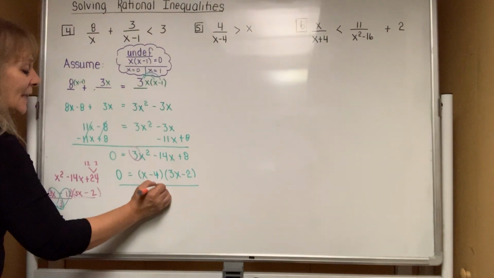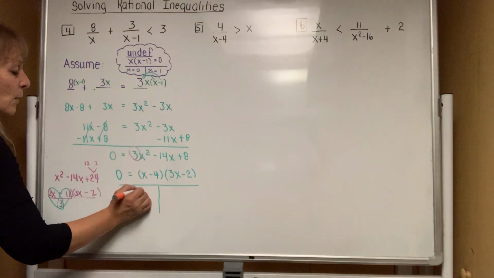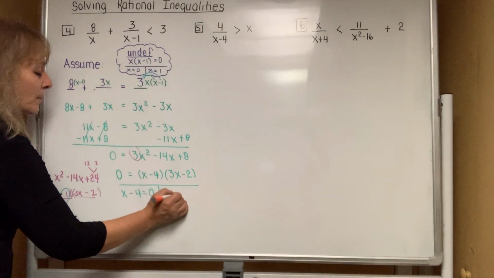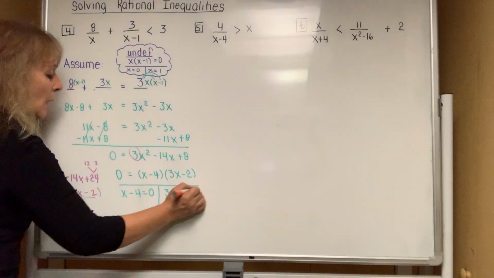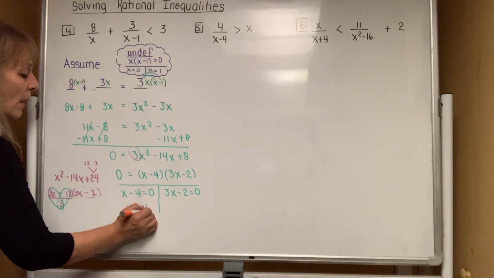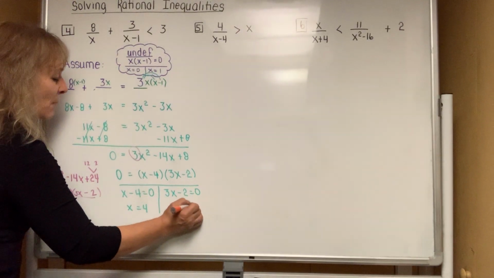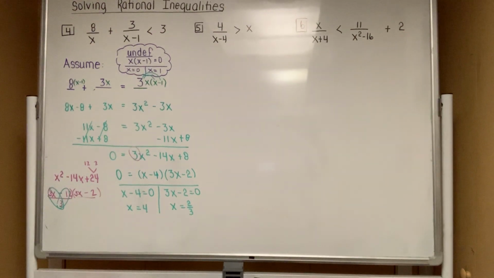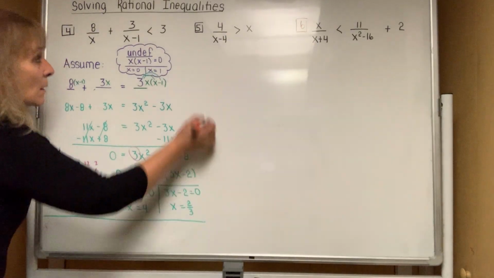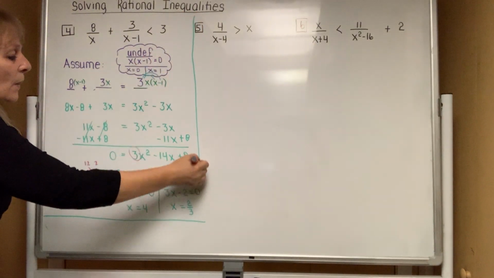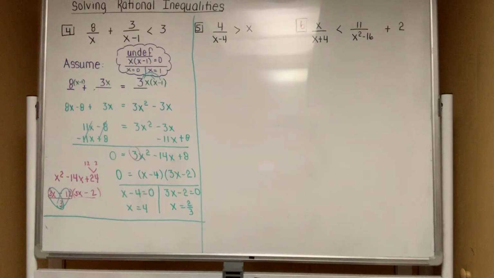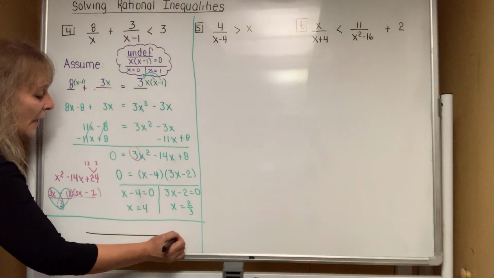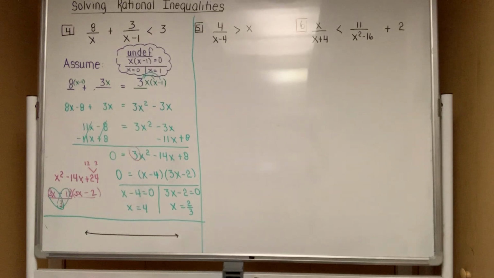Your job is to set each one of those factors equal to 0 and solve them. The one on the left is x is 4. The one on the right is x is positive 2/3. Now, you just finished solving the equation, but you're required to solve the inequality in black. So you have to do that with a number line. So the real answer to the problem is all the way at the bottom.